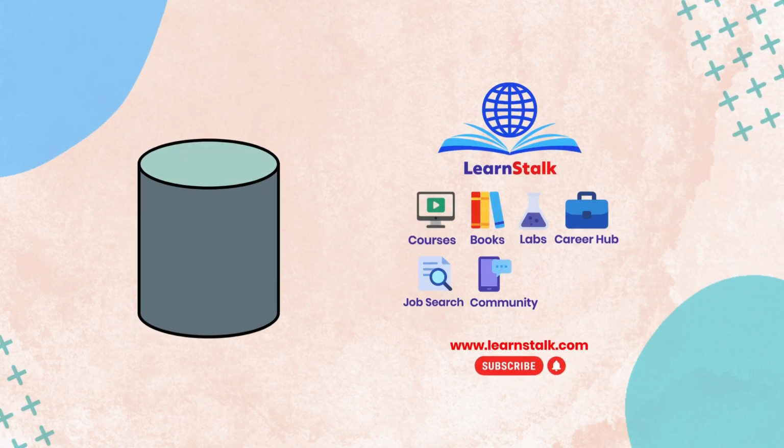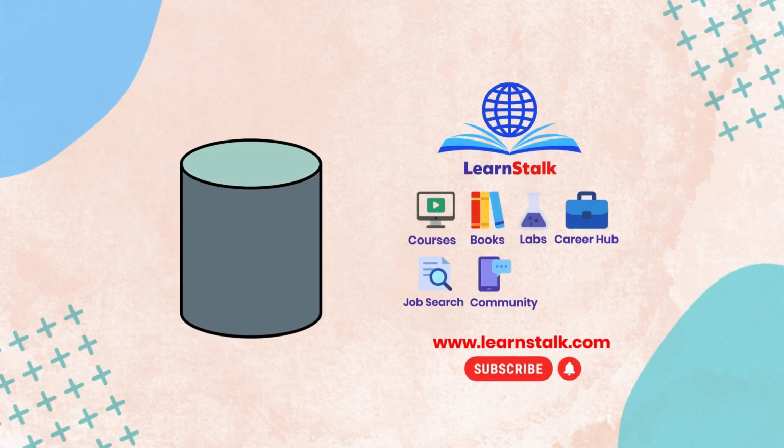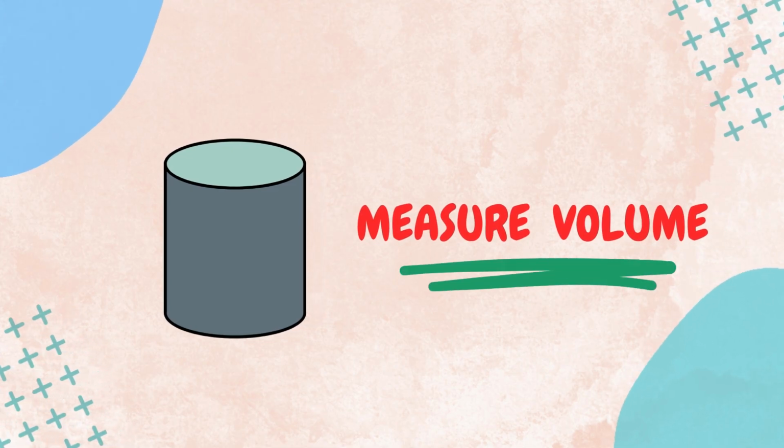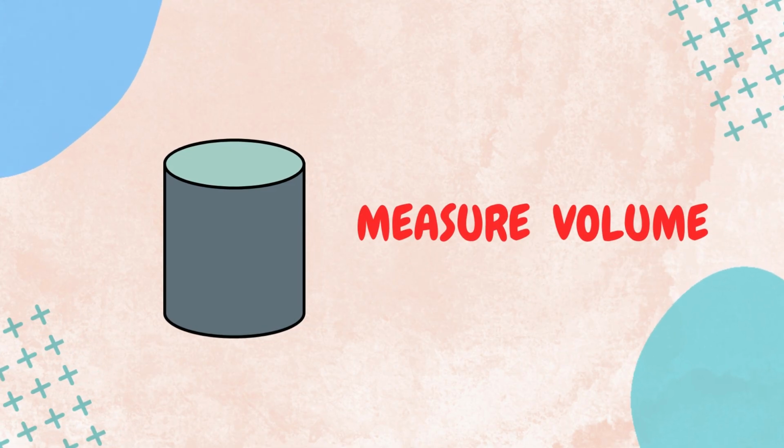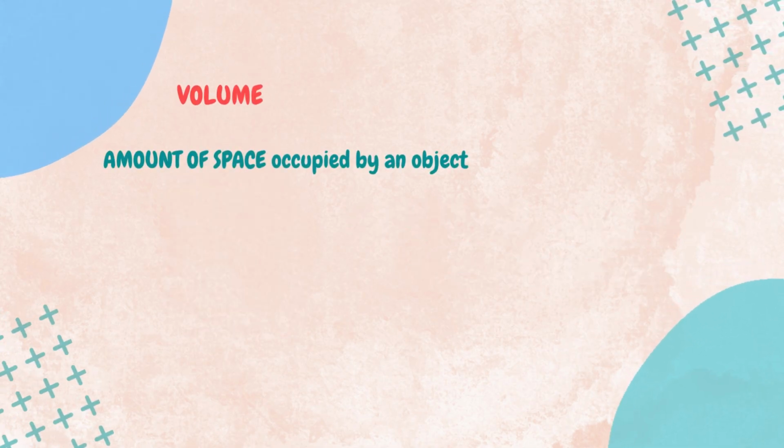Want to know how to calculate the volume of anything from a metal rod to a stone? Stick around and let's explore how to measure volume of regular solids, irregular solids, and liquid substances with easy-to-follow methods. Volume is the amount of space occupied by an object.